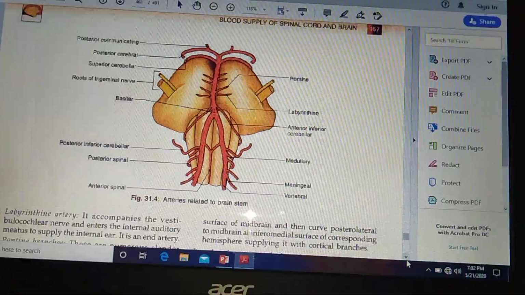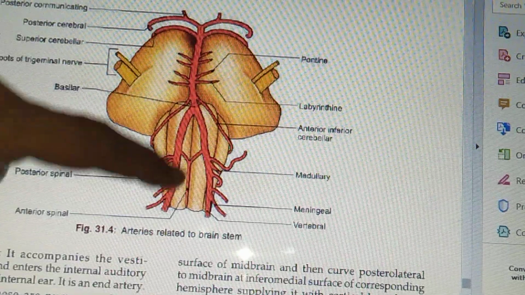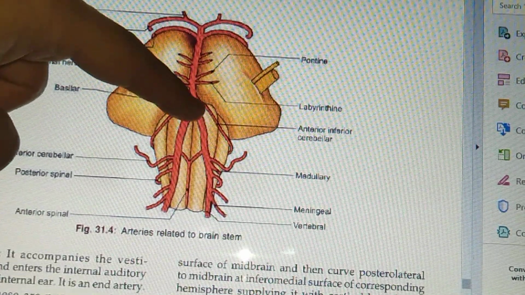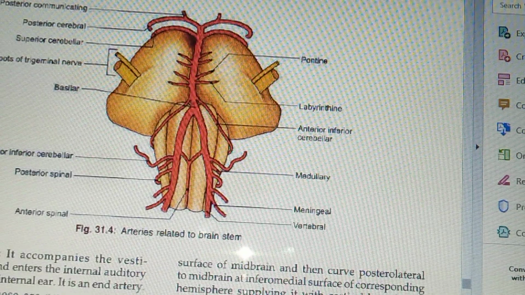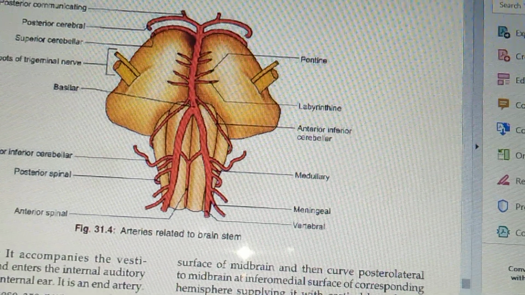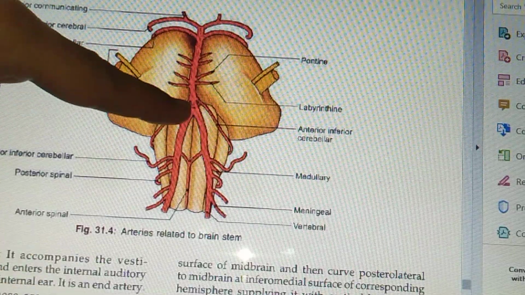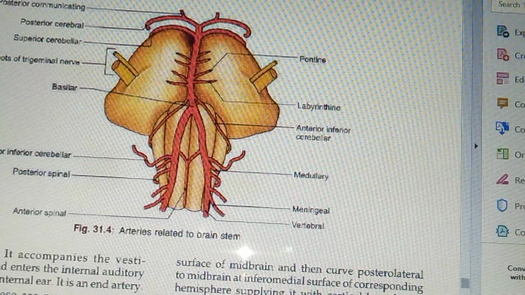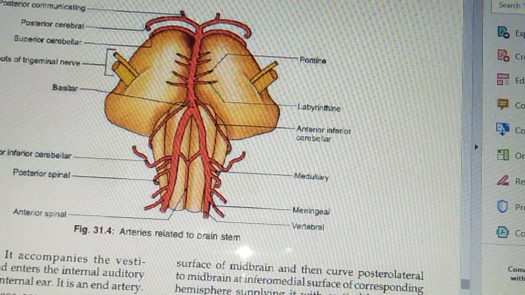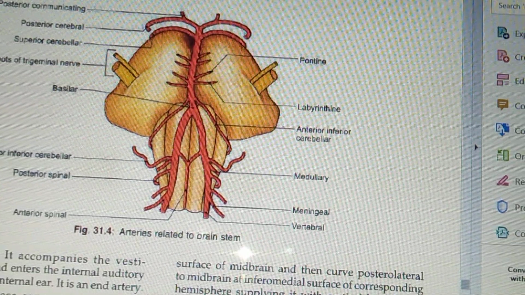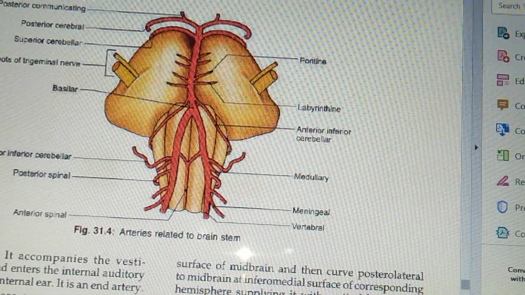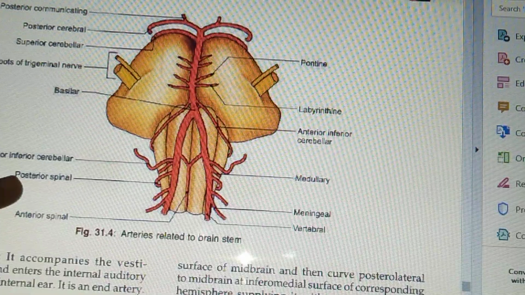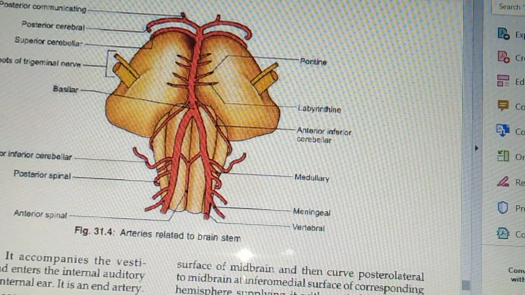In this diagram, you can see these two are the vertebral arteries, right? Now these two vertebral arteries are on the ventrolateral aspect of the medulla oblongata, and they both are uniting at the lower border of the pons to form this basilar artery. Now the branches of this vertebral artery, we will be only taking the intracranial branches here. First, you can see here is the posterior spinal artery, right? It is the first intracranial branch.